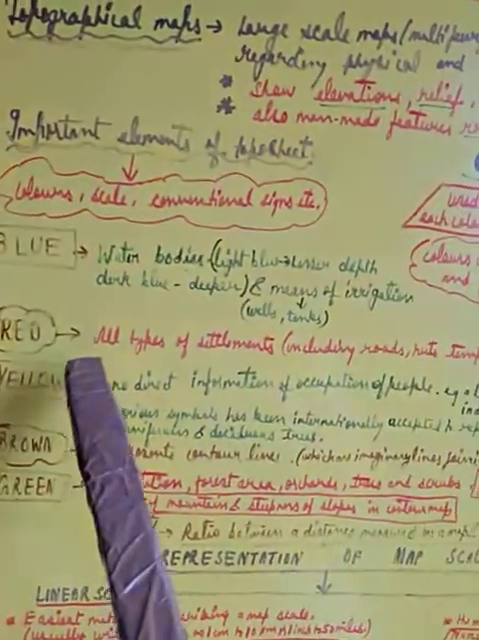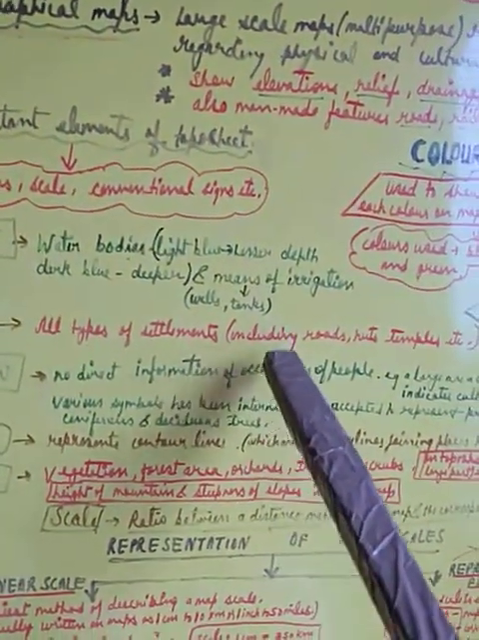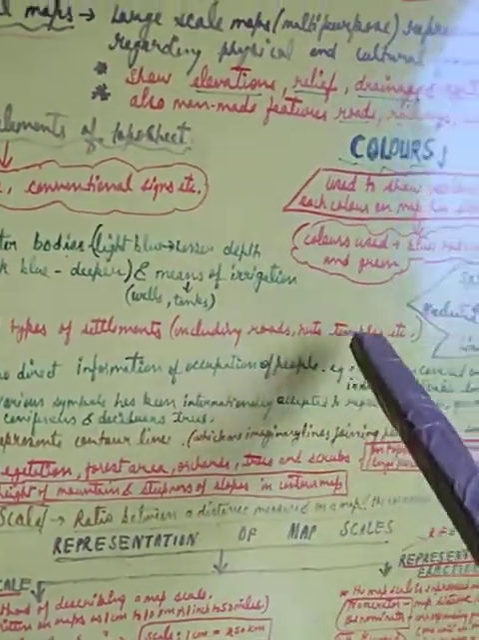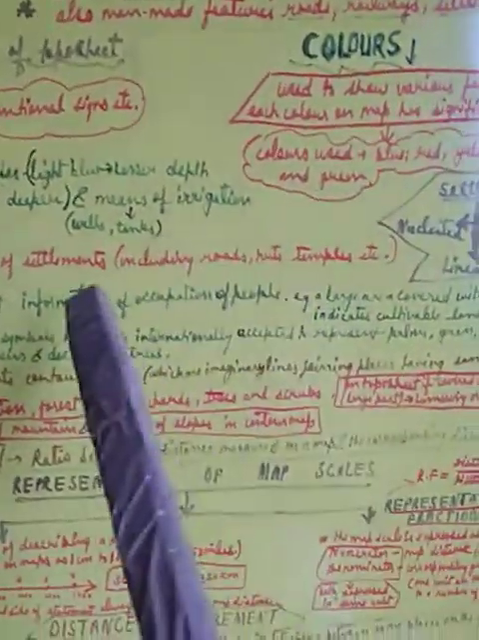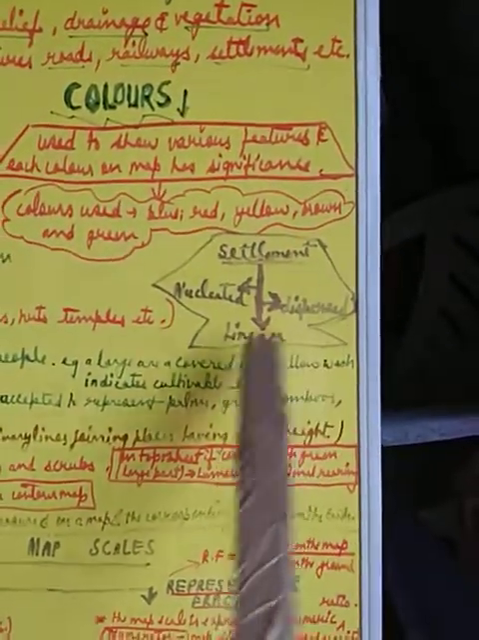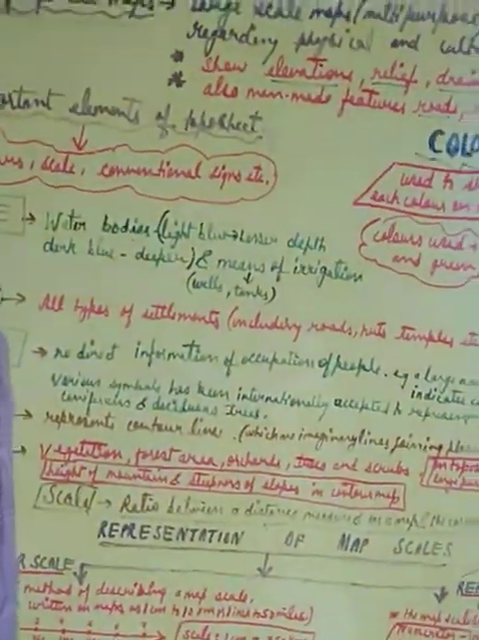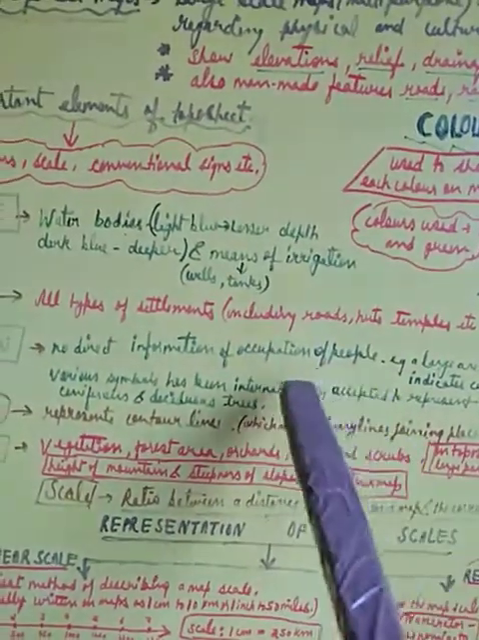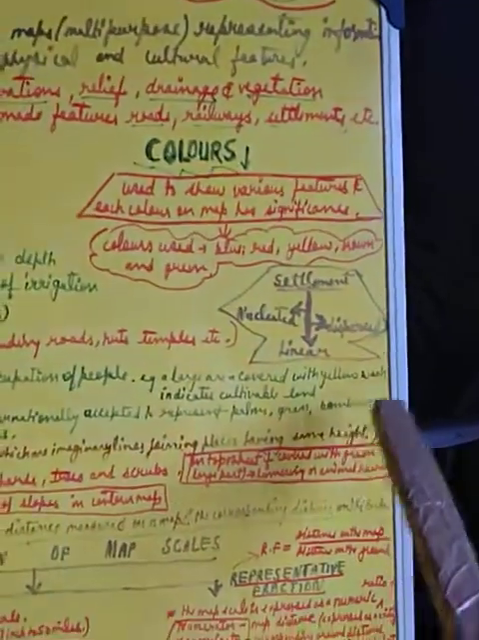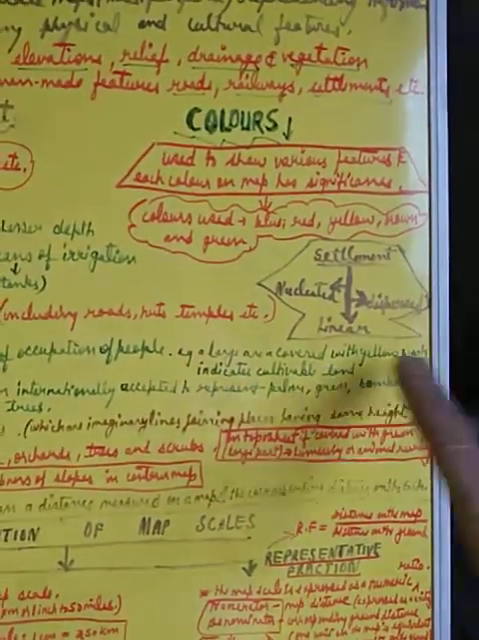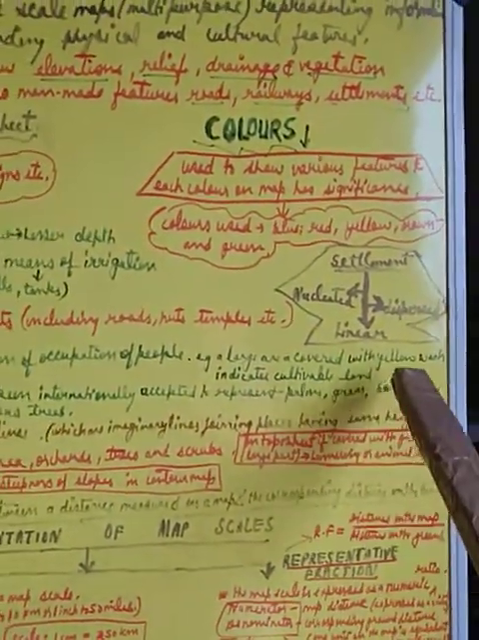Then comes red, all types of settlements, including roads, huts, temples, etc. They all come into the red color. And for settlements, we have three types: nucleated, dispersed and linear. Then we have yellow color, that does not give any direct information of occupation of people, but when a large area is covered with yellow wash on a topo map, that indicates cultivable land.